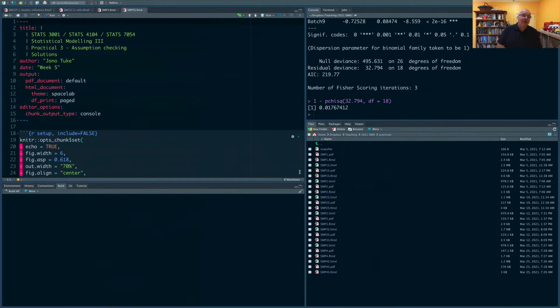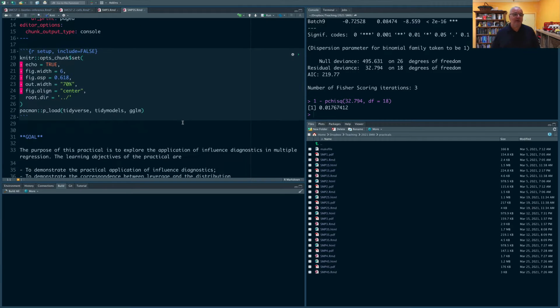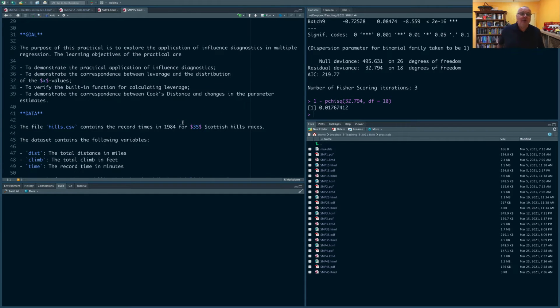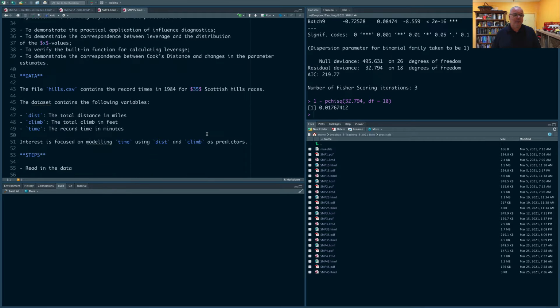So the whole idea of Prac 3 is we're going to look at assumption checking. We're going to recap this idea of assumption checking. We're going to look at some influence diagnostics and we're going to use the Hills dataset. So we've got 35 Scottish hill races that we're looking at.